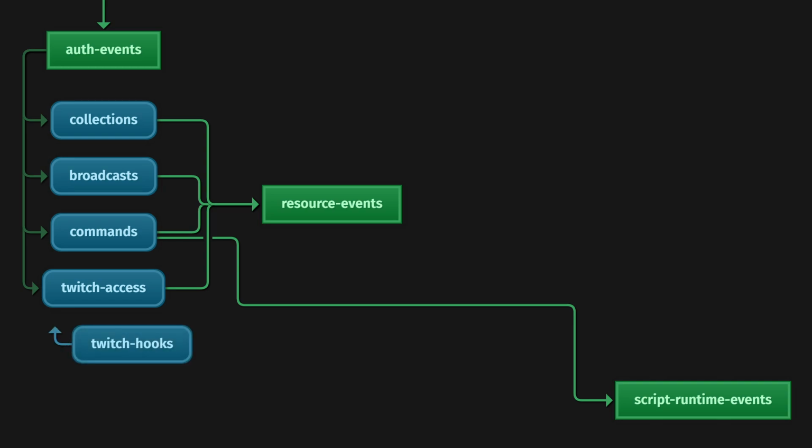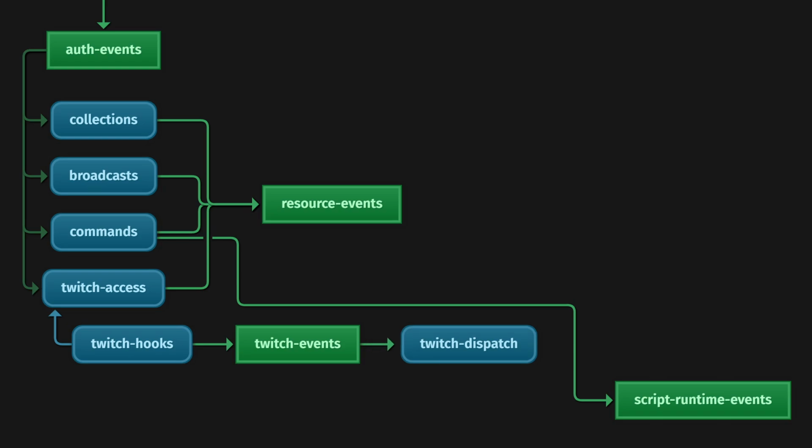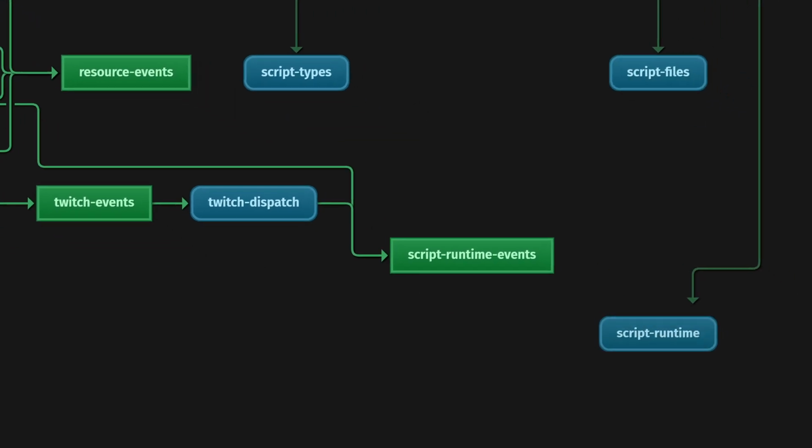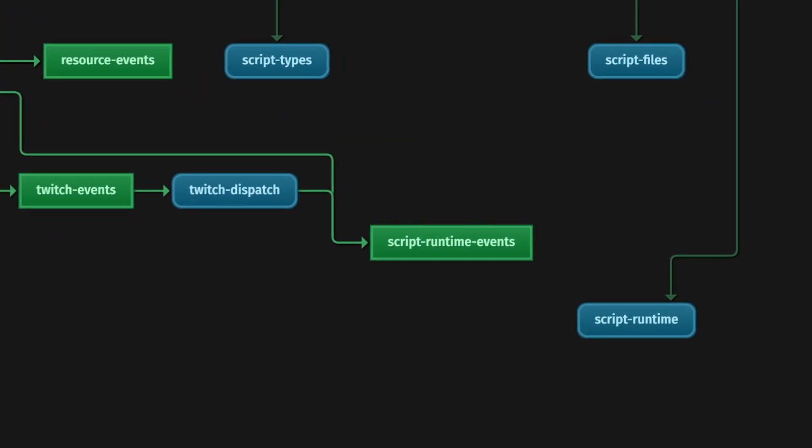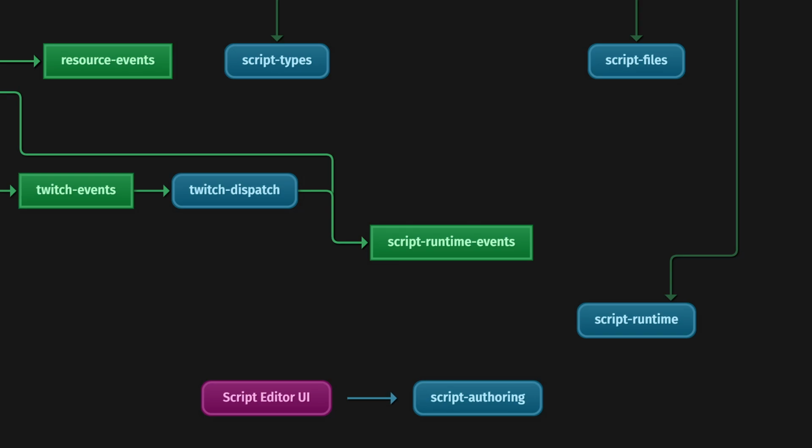Our Twitch integration has a few extra moving parts. We have a service that handles webhook callbacks from Twitch by producing to another queue. Then we have yet another service that translates those Twitch events into script events. Finally, we have the scripting system itself, which is implemented in 3 different backend services. In addition, the script authoring service serves as the interface between the backend and the web app.